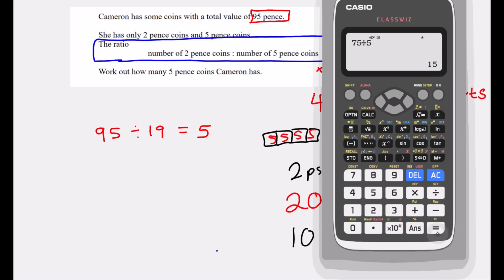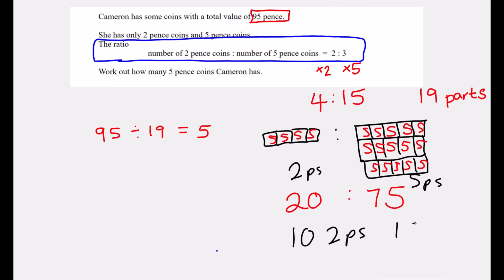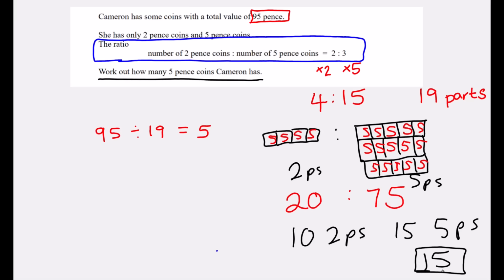75 divided by 5 is 15. So we've got 15 5p's. So the question was, how many 5p's do we have? We have 15 of them. 15 5p's and 10 2p's make 95p.